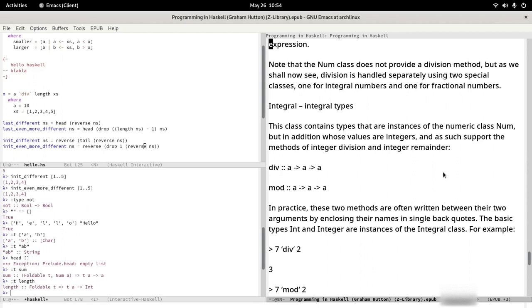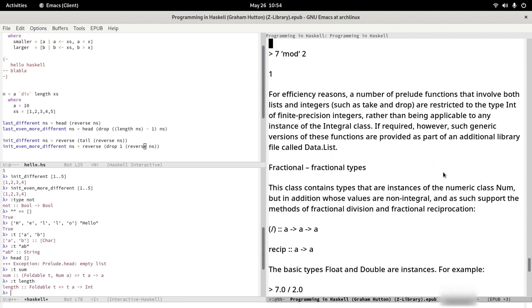Div from A to A to A, mod from A to A to A. In practice, these methods are often written between their two arguments by enclosing their names in single back quotes. The basic types int and integer are instances of the integral class. For example, 7 div 2 is 3, 7 mod 2 is 1.